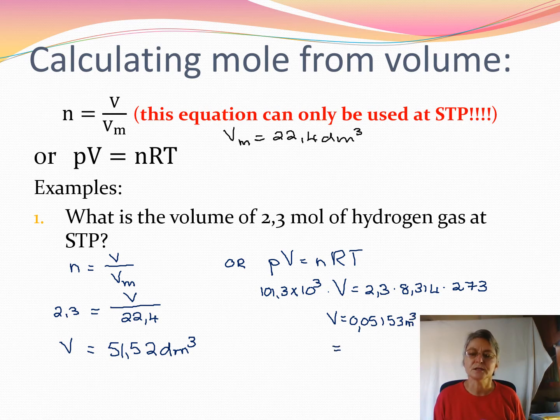So this is 51.53 cubic decimeters. You must be able to convert from cubic meters to cubic decimeters, and from cubic decimeters into cubic meters. So we multiply by 1,000, or we divide by 1,000, or 10 to the power 3 if you want to do it that way.